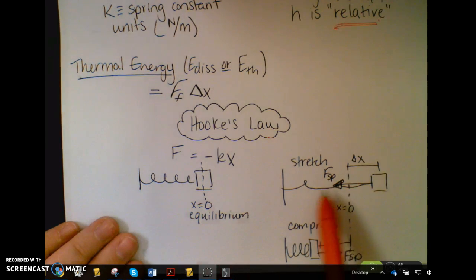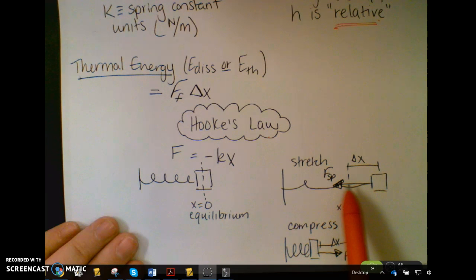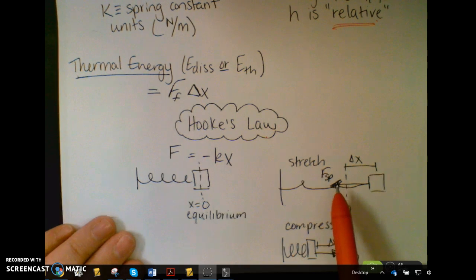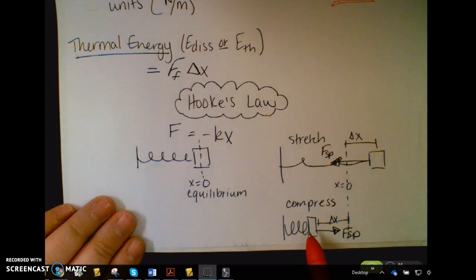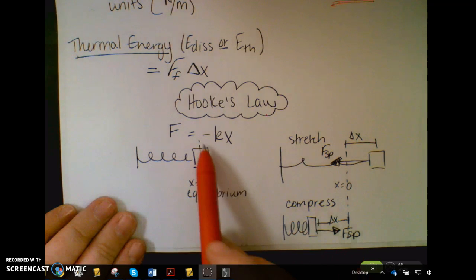Now if you stretch that spring out, then the spring's pulling back. Okay, it's called a restoring force. It's trying to pull back to get it back to equilibrium. Here we have if you compress the spring, okay, again, it's trying to restore the object back to equilibrium, restore the spring back to equilibrium. That's where this negative comes from. The negative just says it's a restoring force.